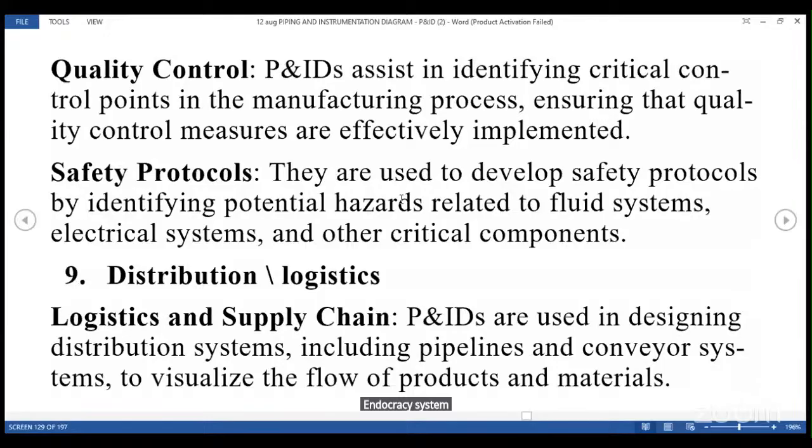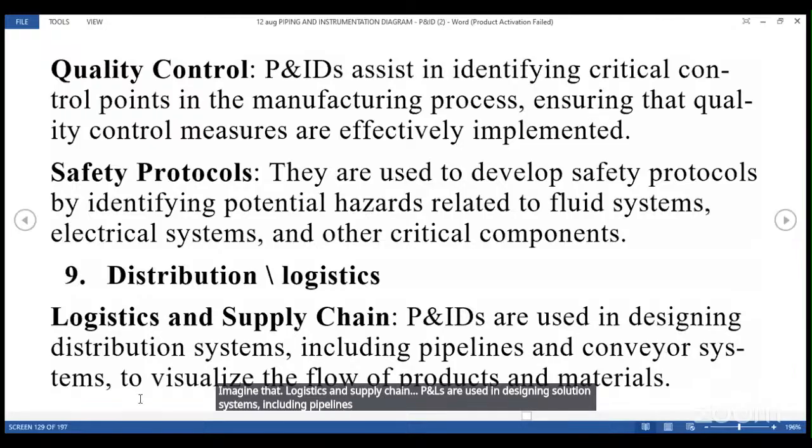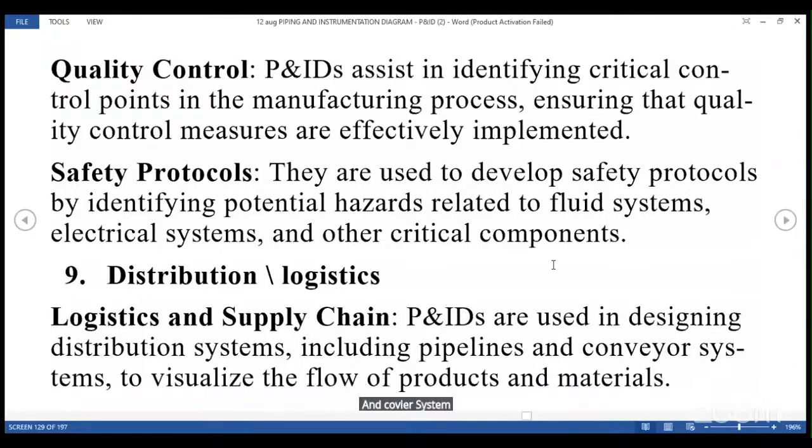In the area of distribution and logistics, imagine that. For logistics and supply chain, P&IDs are used in designing distribution systems, including pipelines and conveyor systems, to visualize the flow of products and materials.